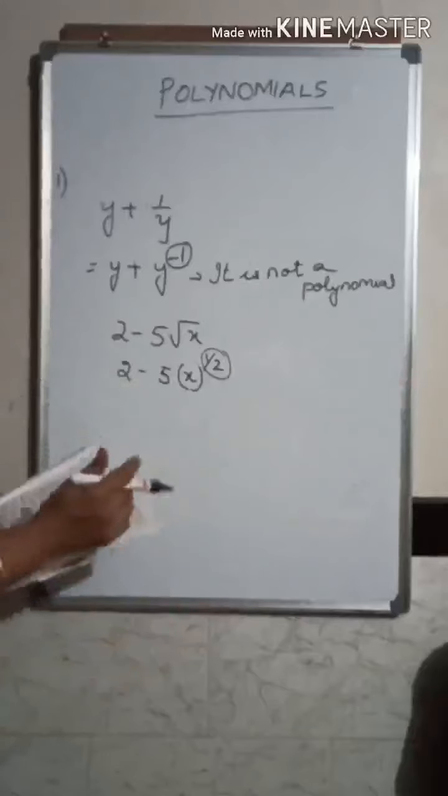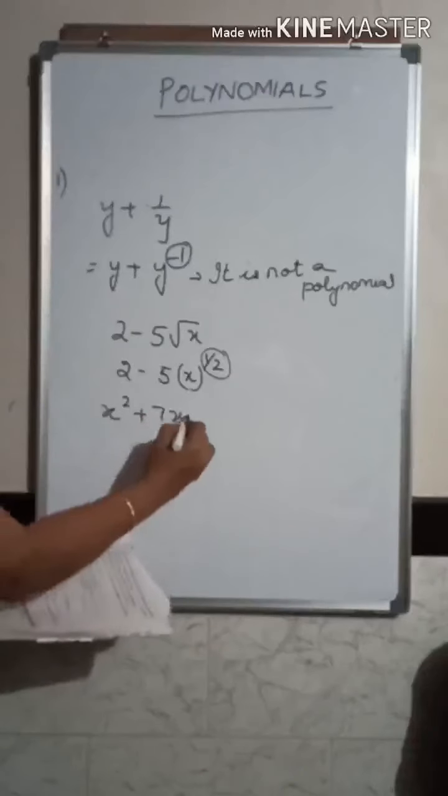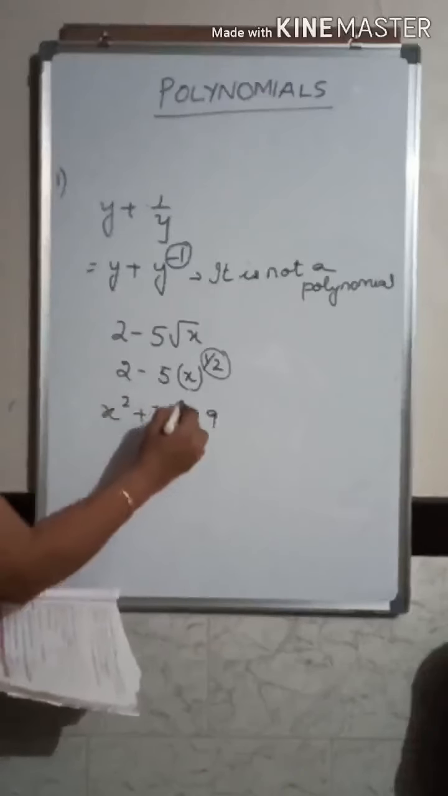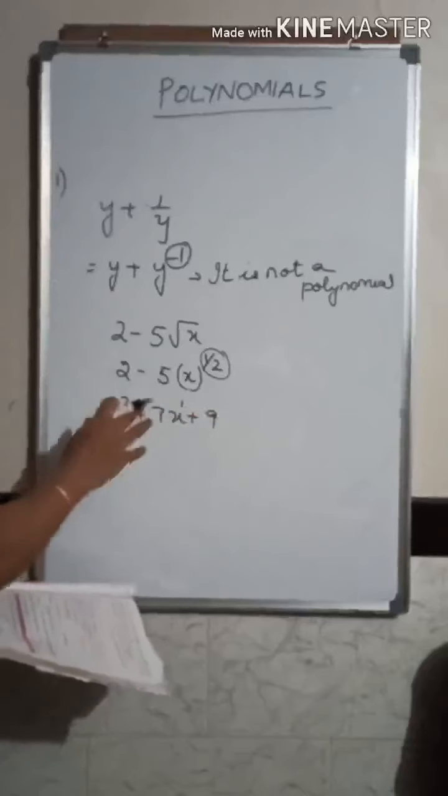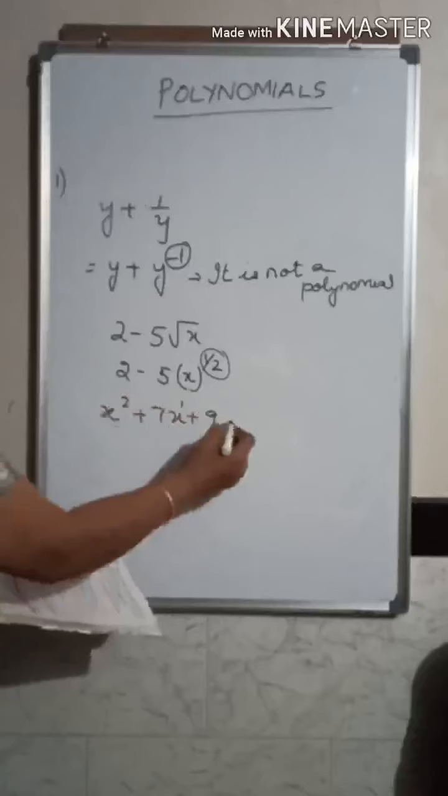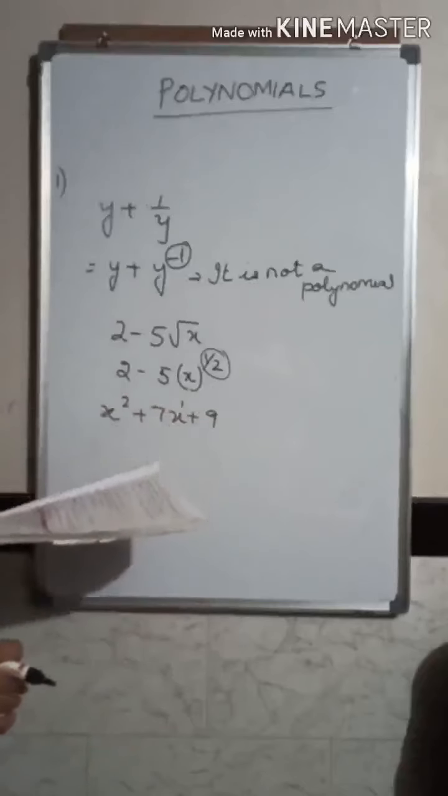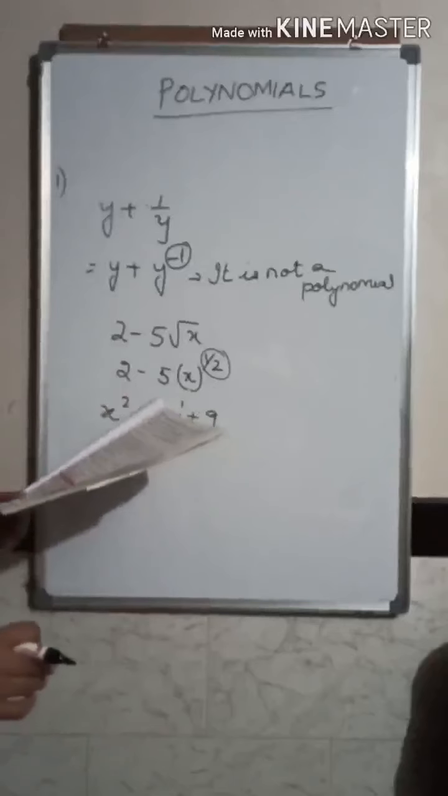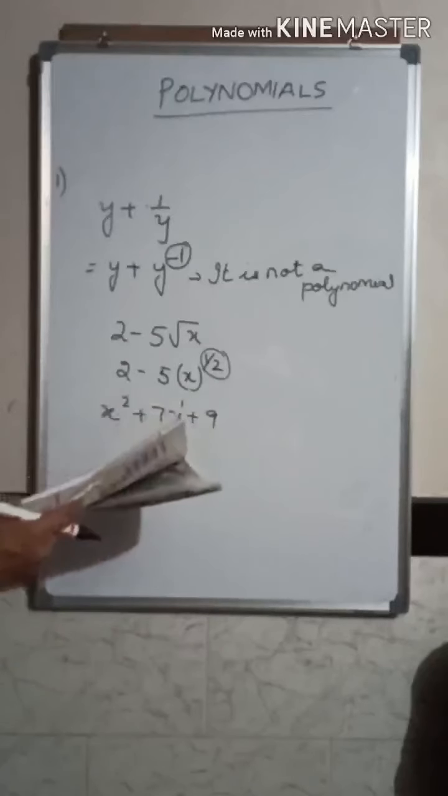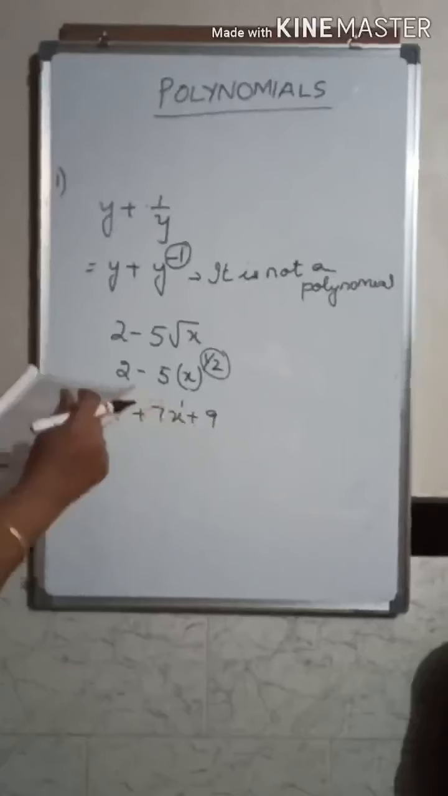The third one is x square plus 7x plus 9. Here the power of all the variables is a positive number. Therefore you have to write it is a polynomial. This is how you verify whether the given algebraic expression is a polynomial. The next problem they have given: write the coefficient of m cube in each of the given polynomials.